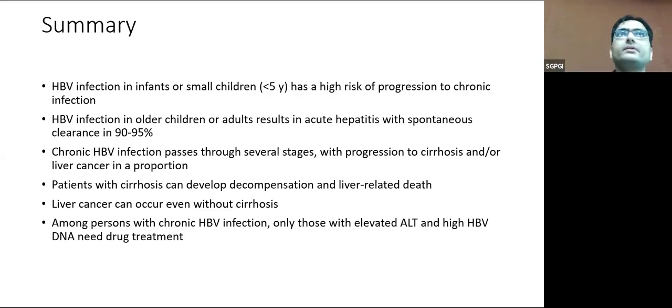The reason has already been told by Amit sir, that the virus integrates with the host DNA, and even if the HBV DNA is not detectable in blood, it may cause low level inflammation and release oncogenes, which may in turn cause HCC. So HCC surveillance is required in chronic hepatitis B patients, even if they do not have any detectable HBV DNA levels. And amongst patients with chronic hepatitis B infection, only those with elevated ALT and high HBV DNA need the treatment. That is, those who are in immune active phase. This thing needs to be kept in mind.